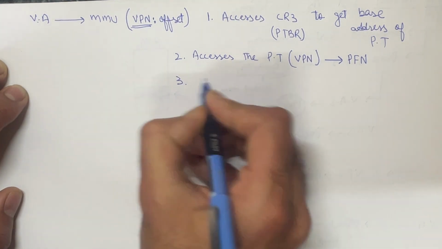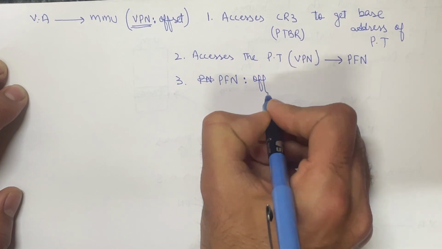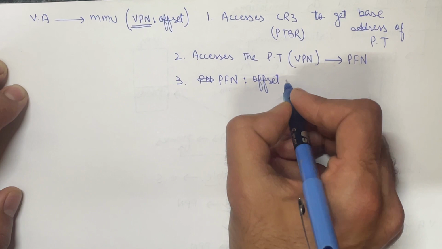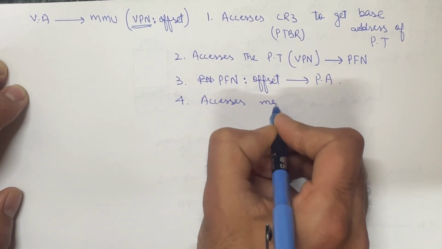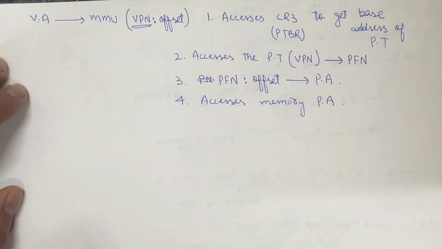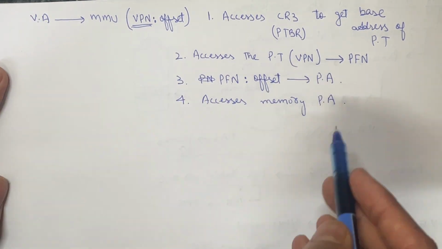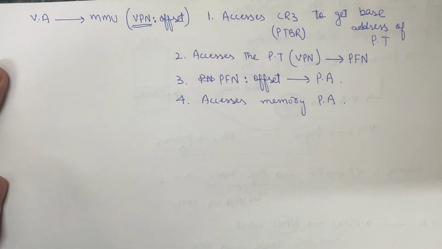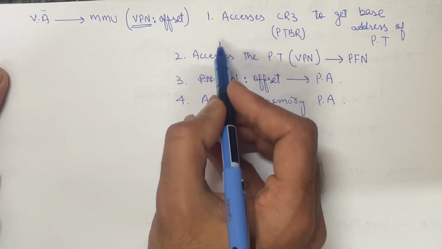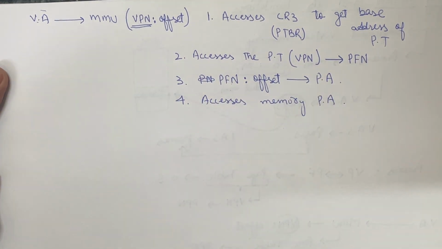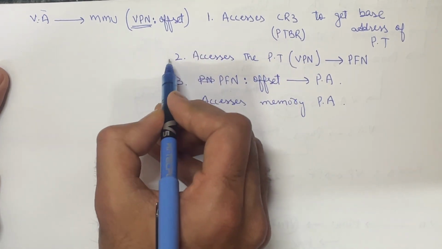Then, using this physical frame number, it combines it with the offset, and this physical frame number plus the offset gives us the physical address. Then the last part is that it accesses memory using this physical address to get the data. So this is the entire procedure that is followed when converting a virtual address to a physical address and getting the data from the memory. So you can see that we needed some data from the memory, so there was this particular address, okay, and we converted this address into a physical address and then accessed the memory. Now during the conversion of virtual address to physical address, you can see we are doing a memory access here.